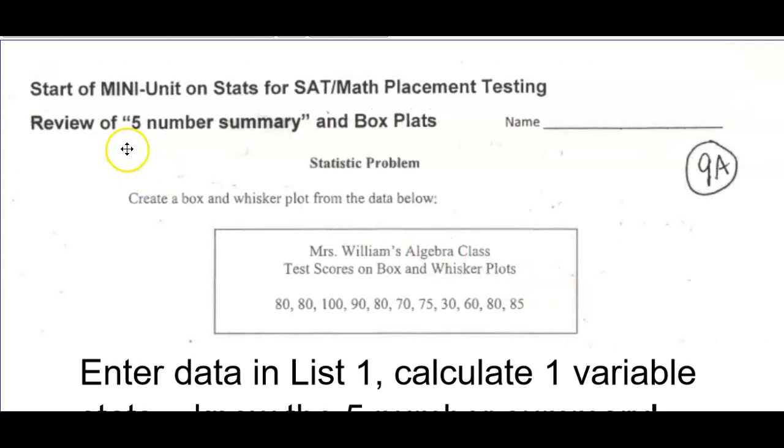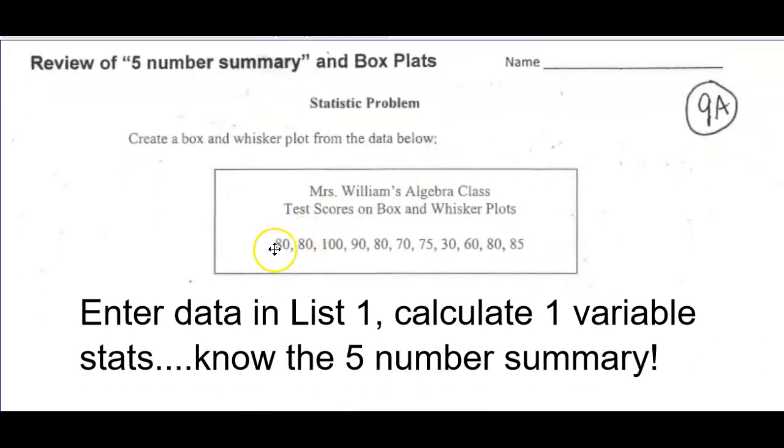Okay, so this is off worksheet 9. All the data we're going to use for our examples are right here in this little box. Mrs. Williams' algebra class took a test, and here are their scores. If you glance through them, we're going to talk about outliers. I'm thinking this person didn't study very hard and maybe they're going to be an outlier.